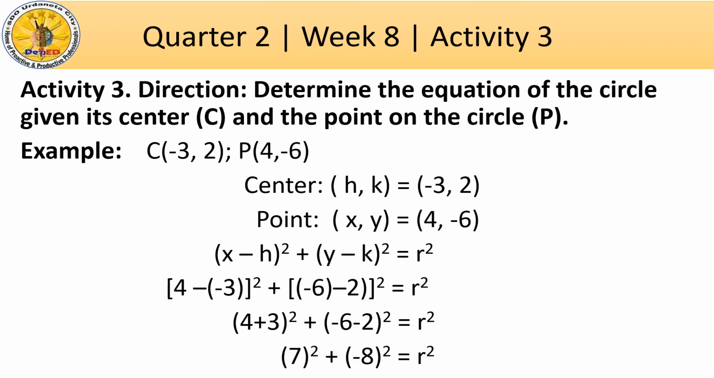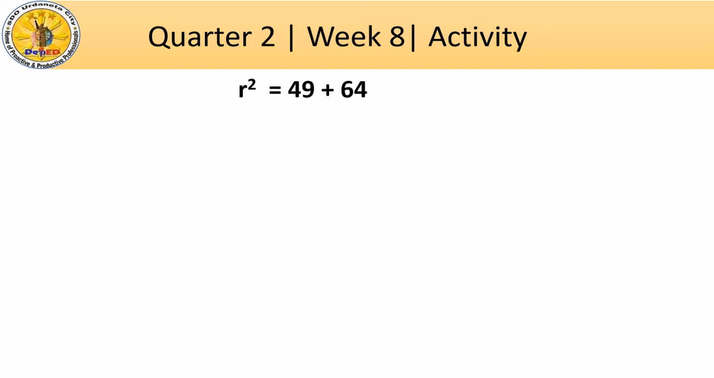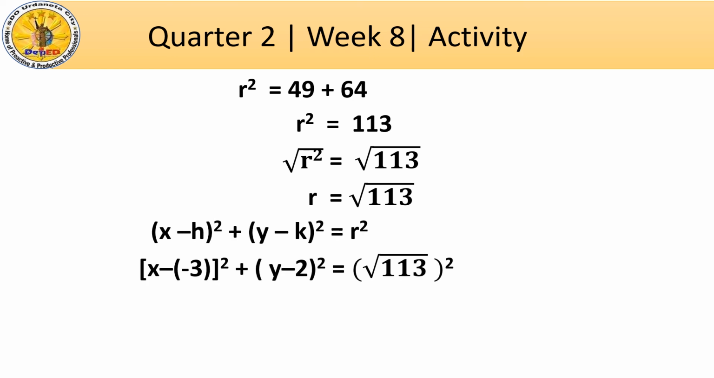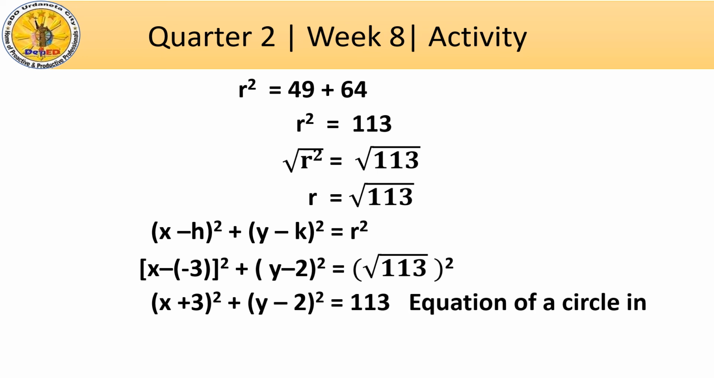then r squared now is equal to 113. Then extract the square root, we have r is equal to the square root of 113. So your equation of the circle is equal to the quantity x plus 3 squared plus the quantity y minus 2 squared is equal to 113.